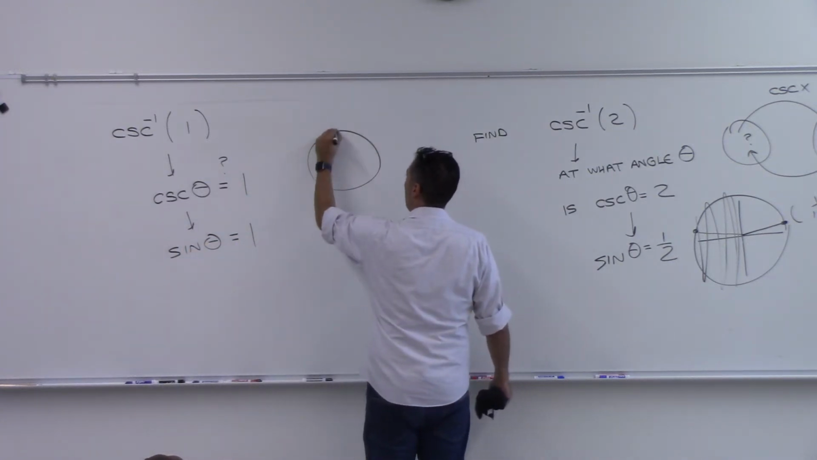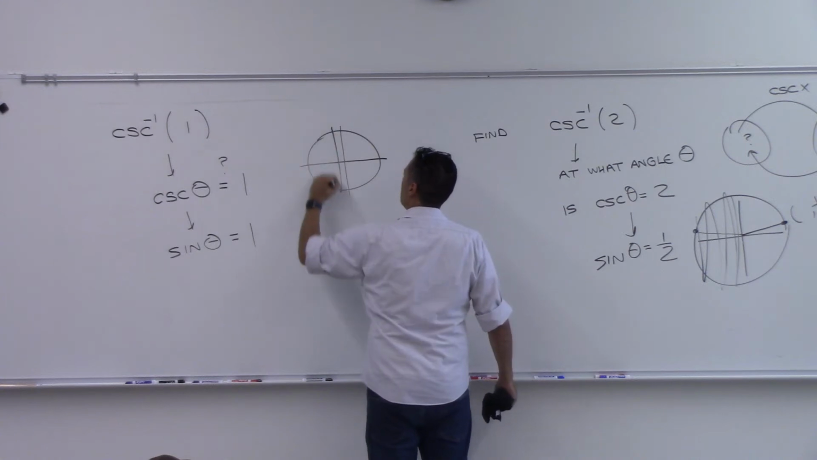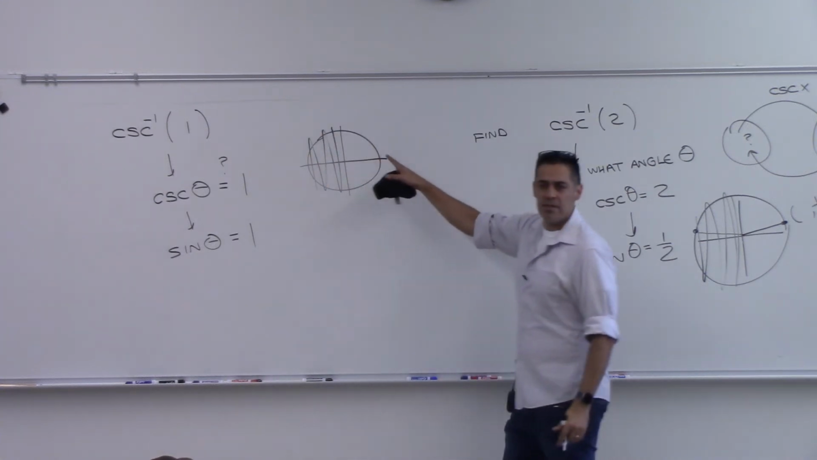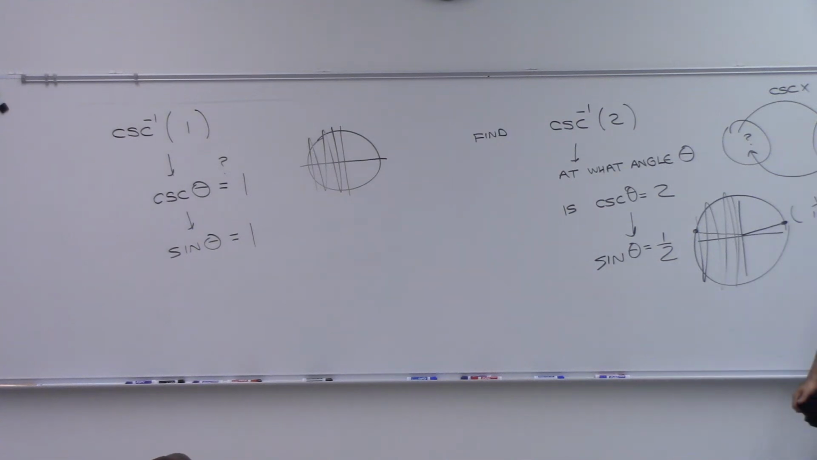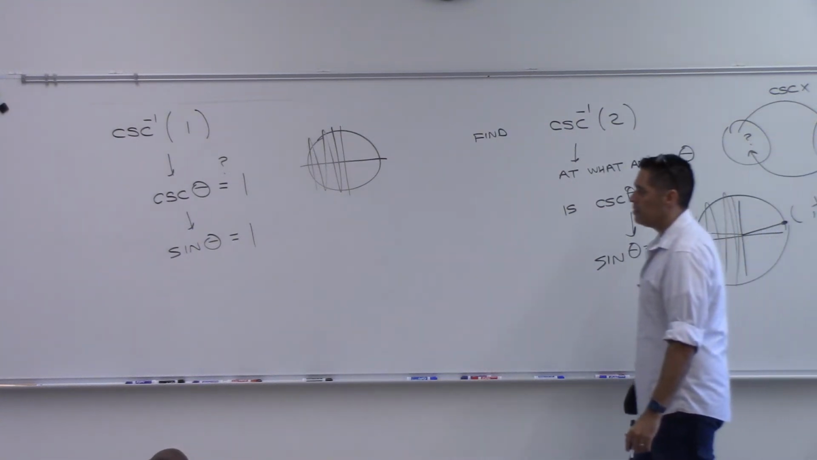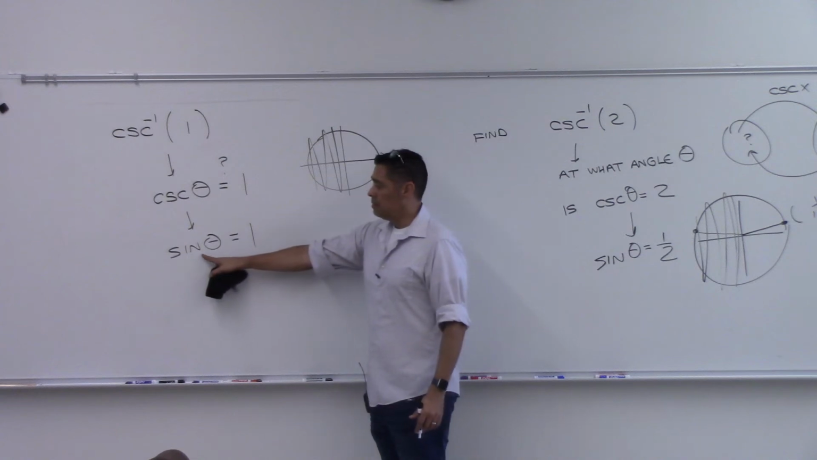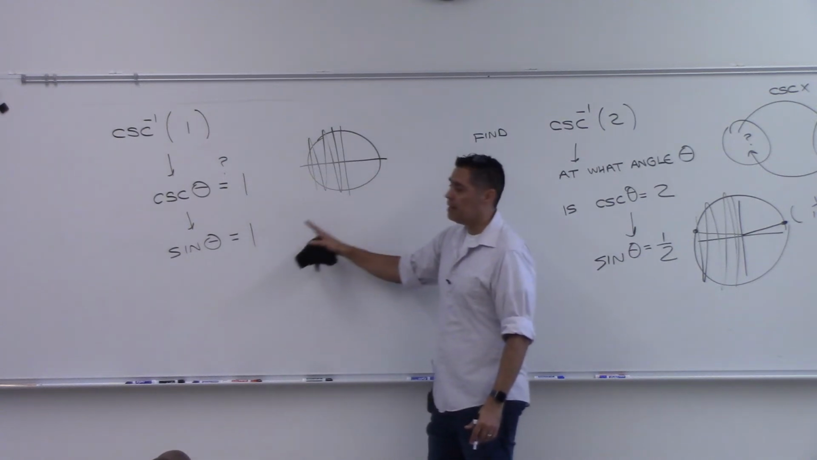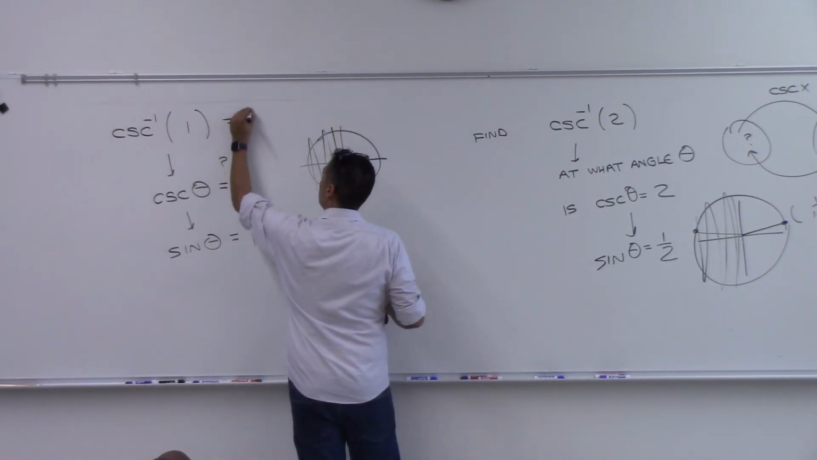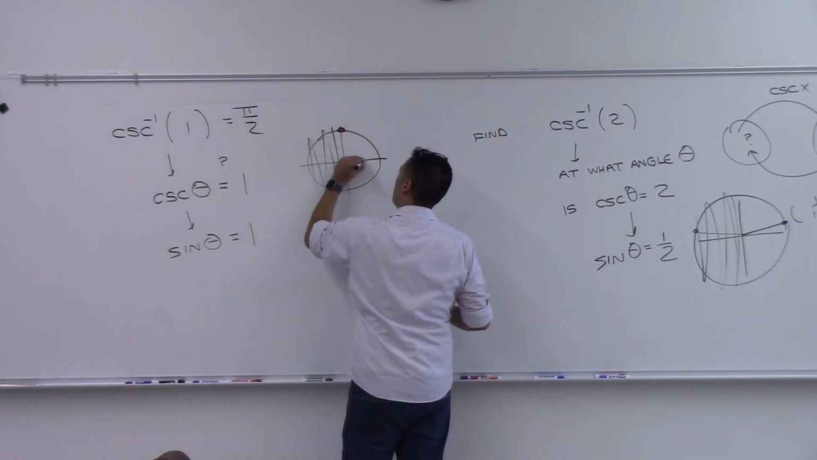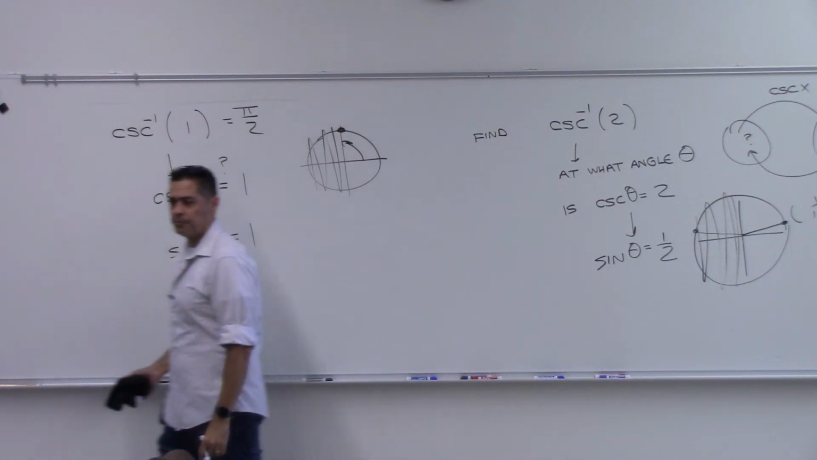But you're only allowed to be in this domain restriction, right? So where is that happening? Sine is the y-coordinate. So where is that happening? Pi over 2, up at pi over 2. Right there.